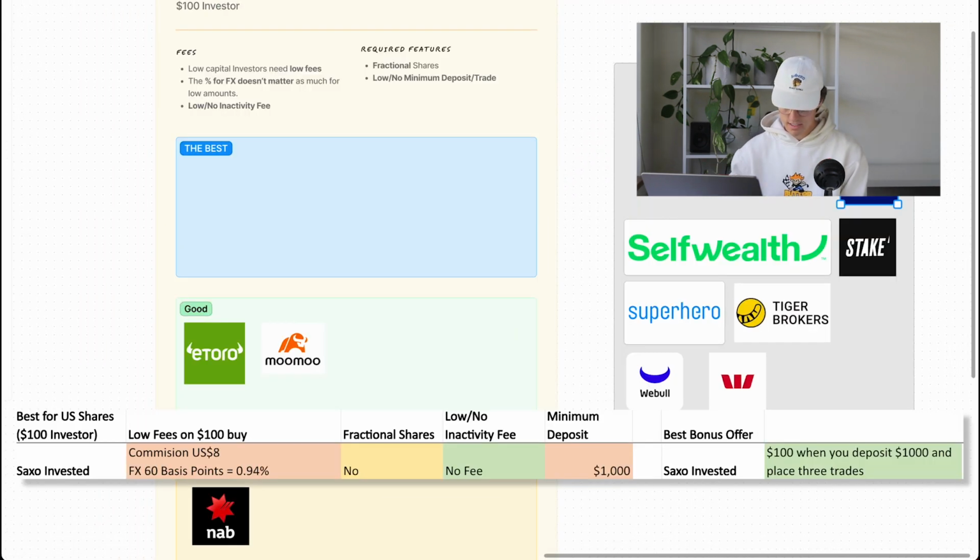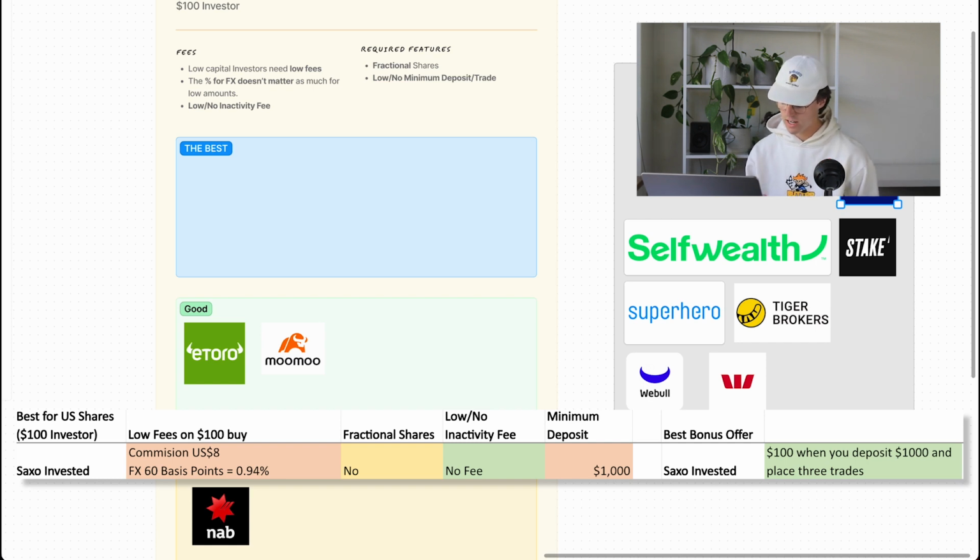Saxo Invest is the next one on the list, with a commission of $8 per trade. Unfortunately, that just rules it out straight away. It's too much to spend when we're only spending $100. Saxo Invest, it's kind of like CMC and IG. It's more based around those big investors, or the investors that need a trade or do lots of technical analysis. It's kind of tiered to those guys. So it does have a $1,000 minimum deposit as well.